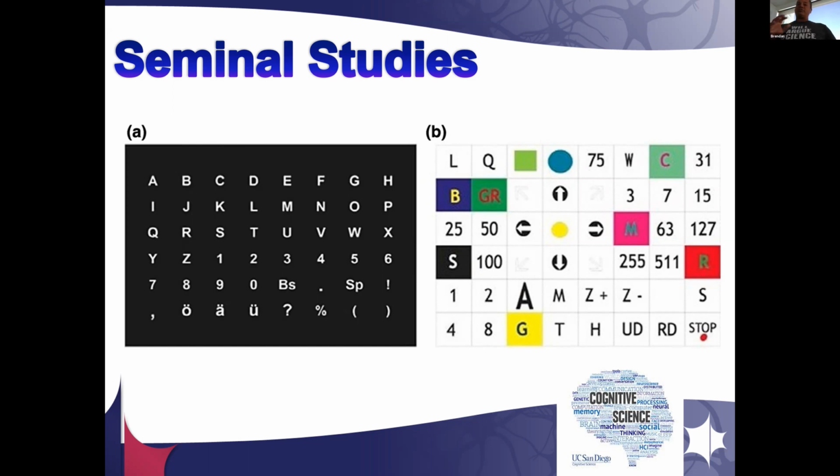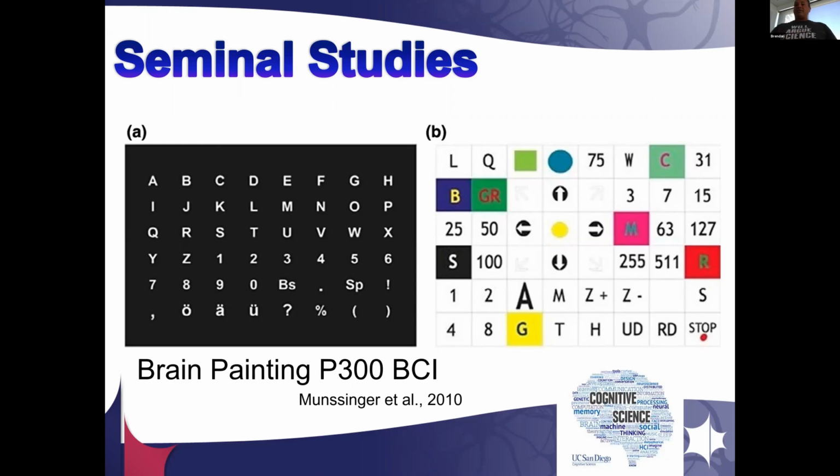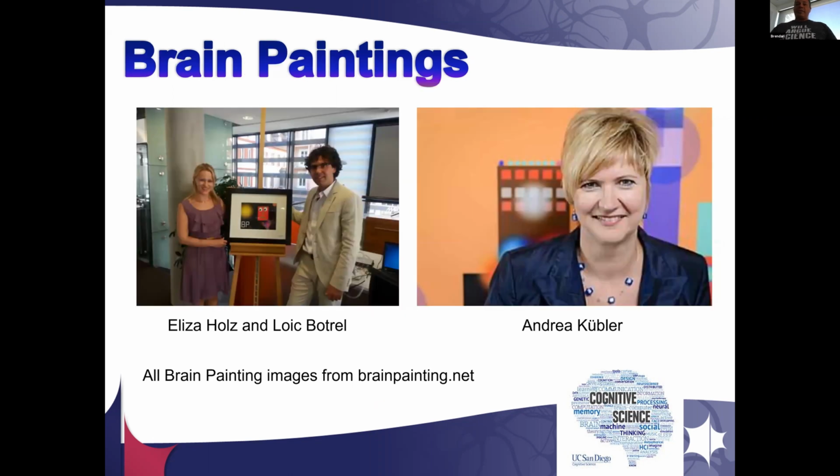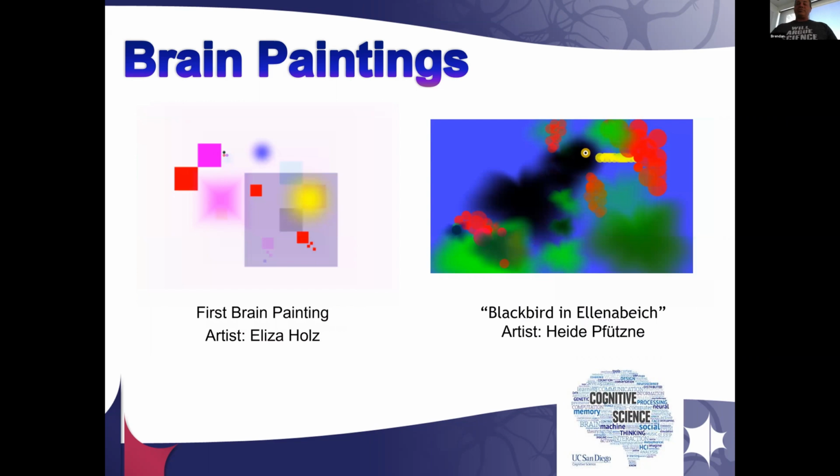You still have flashes, you're still looking for the same brain activity, but you have a different display, and the purpose is to create paintings. So here's an example, I have a few examples of this brain painting BCI. This original paper was from Jana Münzinger and colleagues, and there's a picture of Andrea Kübler and a couple of her former students. And as it says here, all the brain painting images are from this website. So if you want, you can go there and see others.